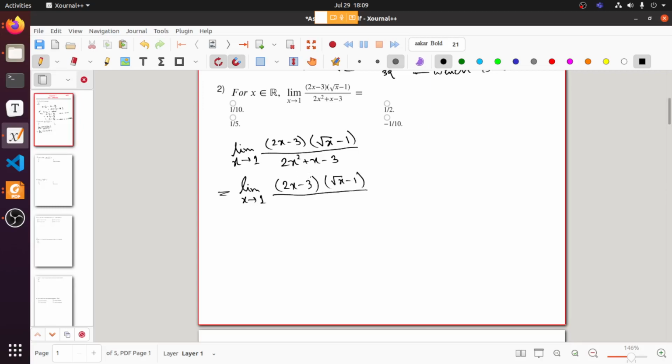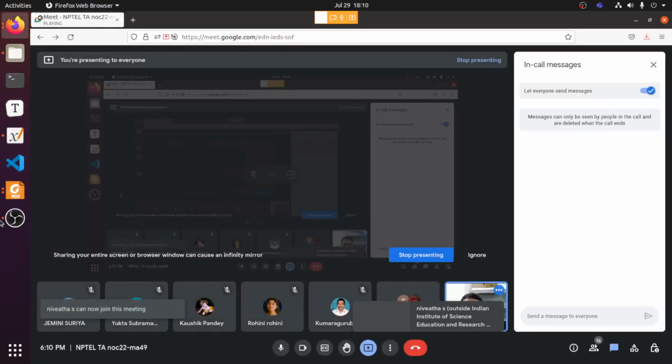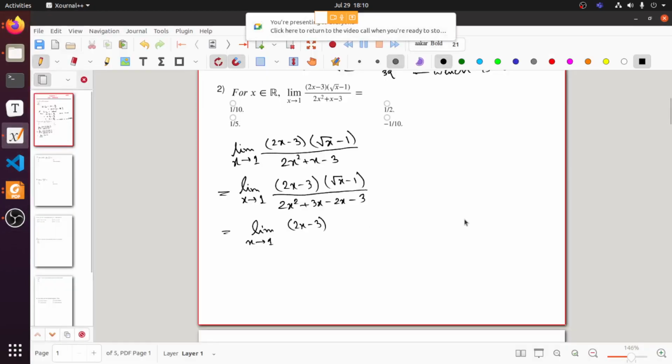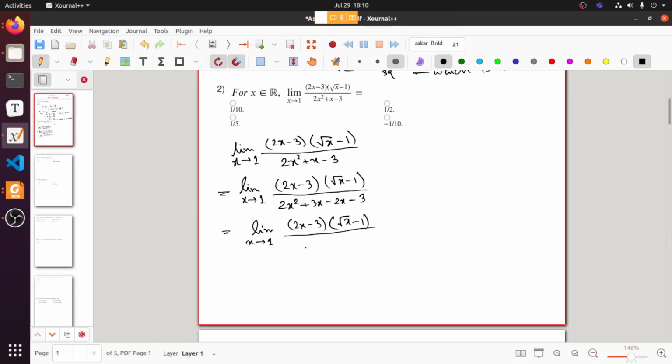What will be the factorization? You can write 2x square plus 3x minus 2x minus 3, right? So then what happens? Limit x tends to 1 of 2x minus 3 into square root of x minus 1, and below it will be 2x plus 3 and x minus 1, right?